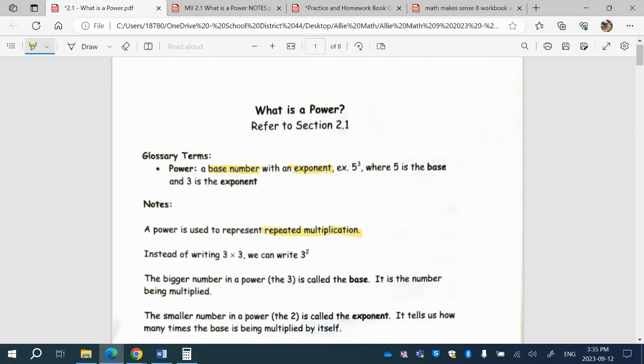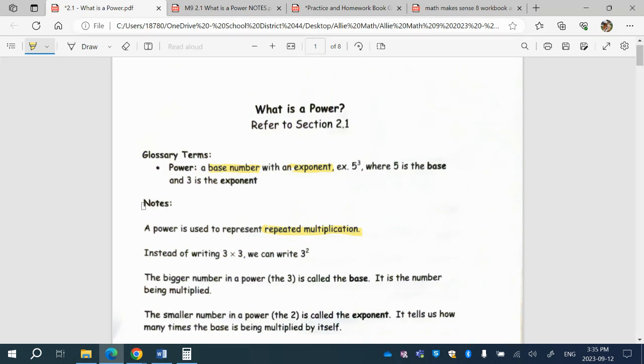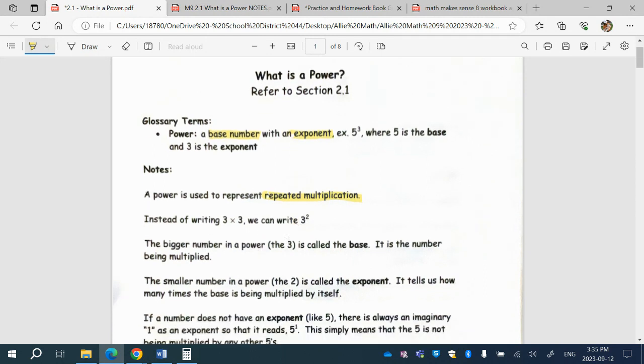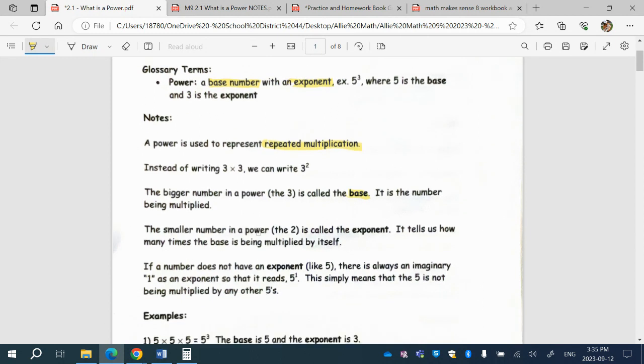But it's a way, for example, so instead of writing 3 times 3, we can write 3 squared, or 3 to the power of 2. The bigger number in the power, the 3 right here, is called the base. And it is the number being multiplied. The smaller number in a power, the 2, is called the exponent. It tells us how many times the base is being multiplied by itself.